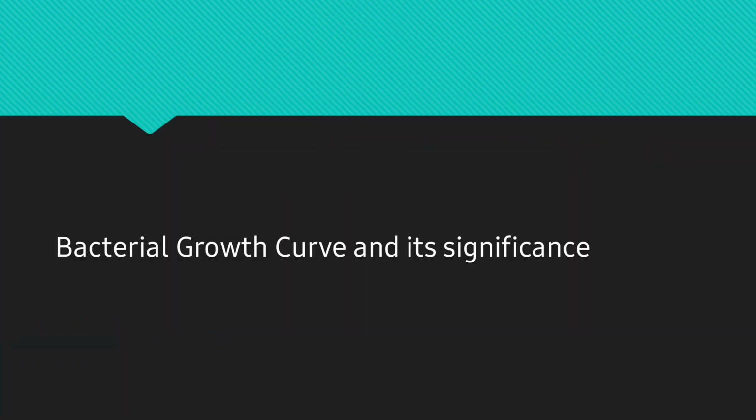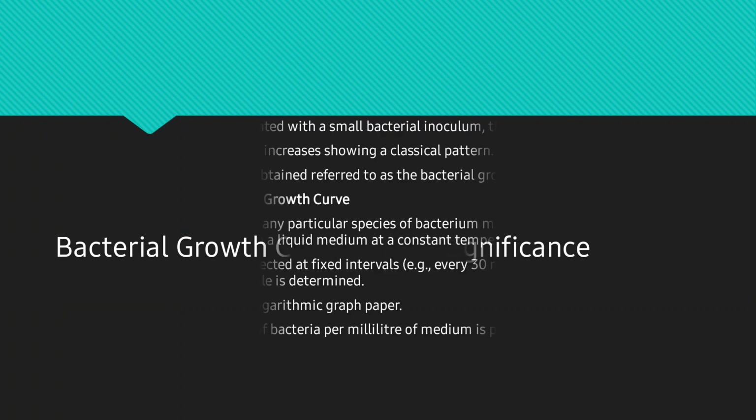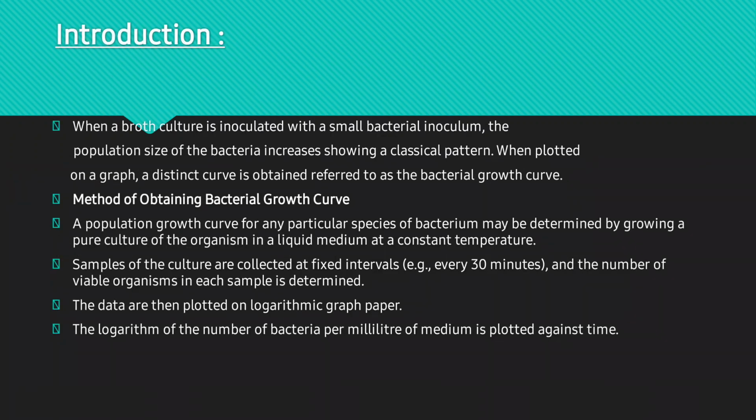We are going to learn about bacterial growth curve and its significance. How we can grow the bacterial culture. When a broth culture is inoculated with a small bacterial inoculum, the population size of bacteria increases, showing some pattern that can be obtained as a graph. That is what is called the bacterial growth curve.